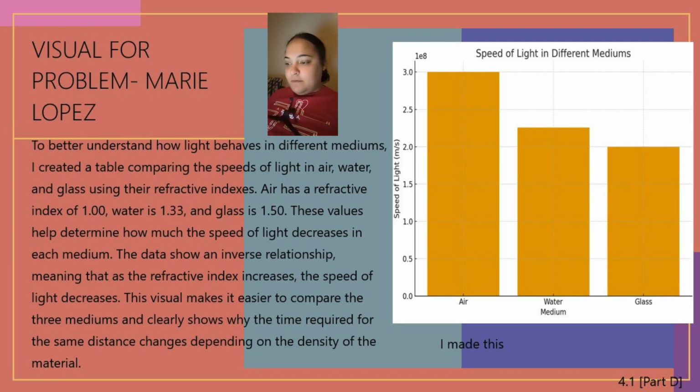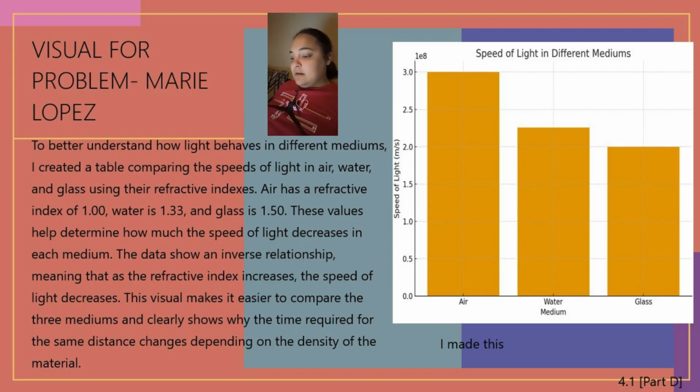For the visual for the problem, to better understand how light behaves in different mediums, I created a table comparing the speeds of light in air, water, and glass using their refractive indexes. Air has a refractive index of 1.00, water is 1.33, and glass is 1.50.